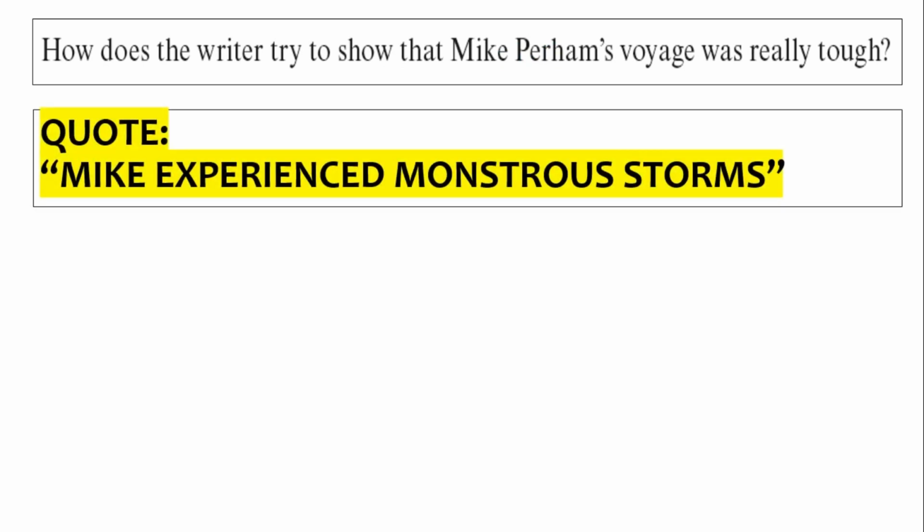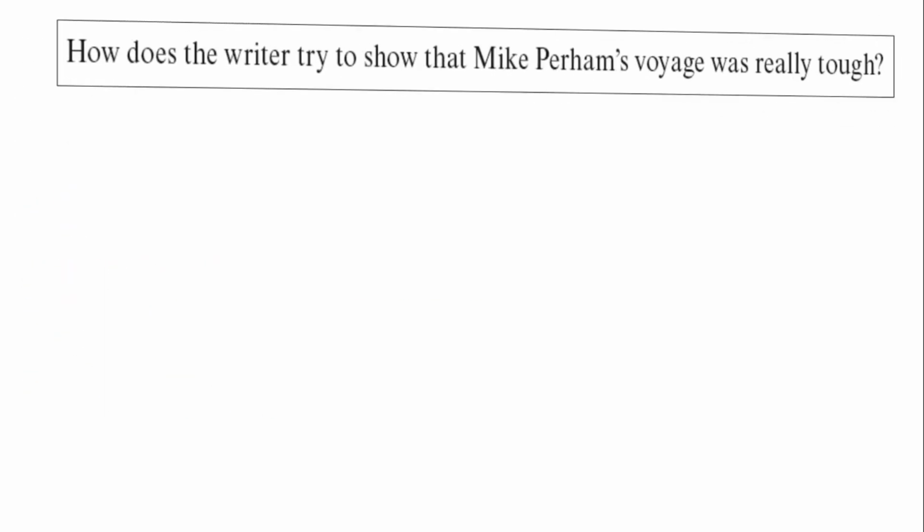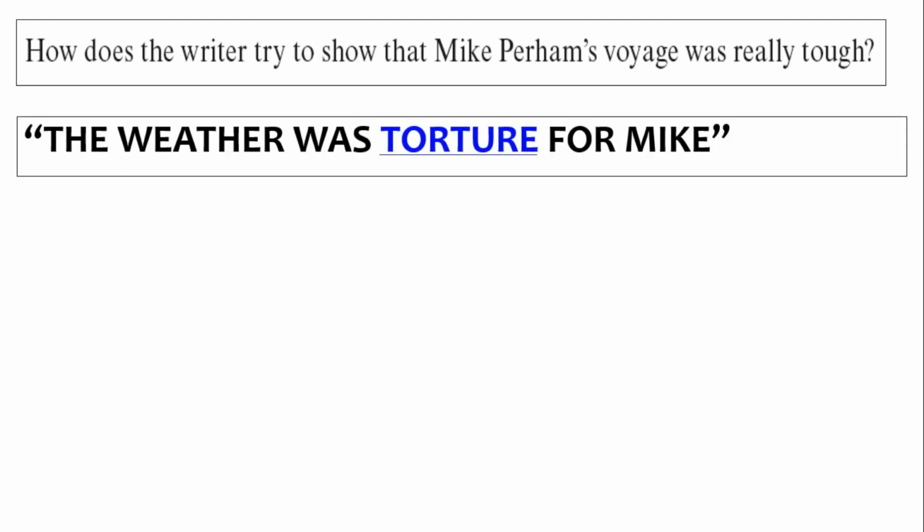It could have just said Mike experienced storms or Mike experienced big storms, but the writer has chosen to use the word monstrous. Okay, so why have they bothered doing that? So you could say monstrous suggests that the waves are scary or huge or giant, because that's what we think a monster to be. Another one was the weather was torture for Mike.